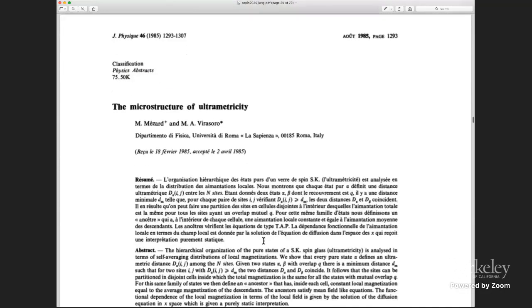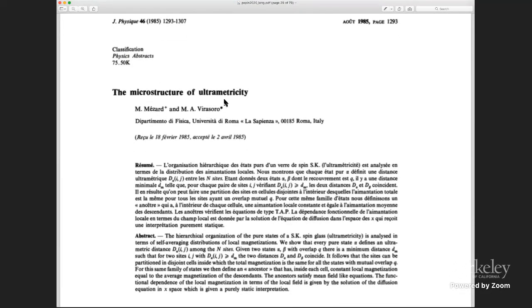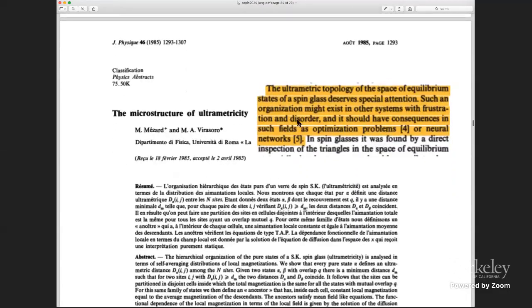So this structure has been discovered and studied in extensive detail in a seminal paper from 1985. It's called the Microstructure of Ultrametricity by Mézard and Virasoro. In that paper, they say the following: the ultrametric topology of the space of equilibrium states of a spin glass deserves special attention. Such an organization might exist in other systems with frustration and disorder, and it should have consequences in such fields as optimization problems and neural networks. Since the publication of that paper, this connection that was foreseen hasn't been very much elucidated.